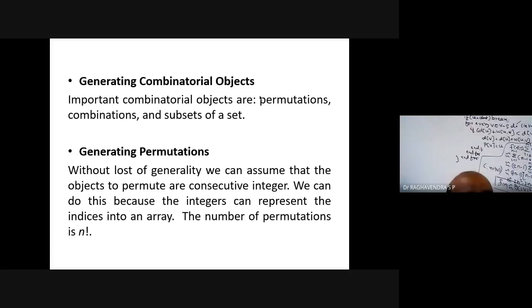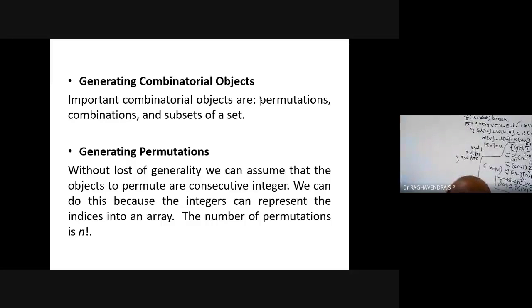Next, how to generate the permutations. We consider different numbers and how we can rearrange them in such a way that each and every pattern is exactly different. Without loss of generality, we can assume that the objects to permute are consecutive integers. Whatever inputs we consider for generating combinatorial objects, in particular permutations, they are integers only.